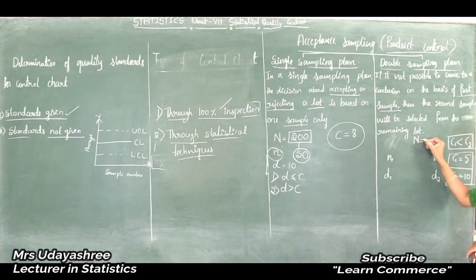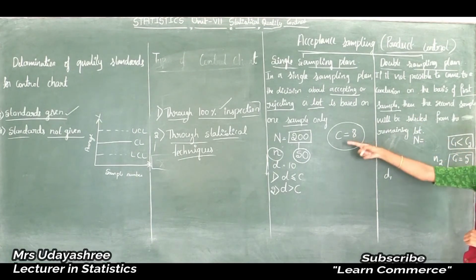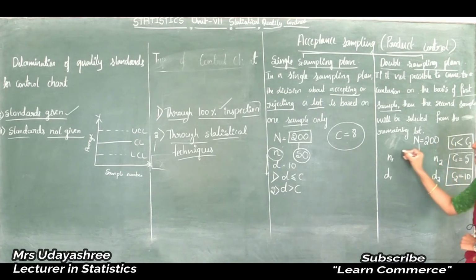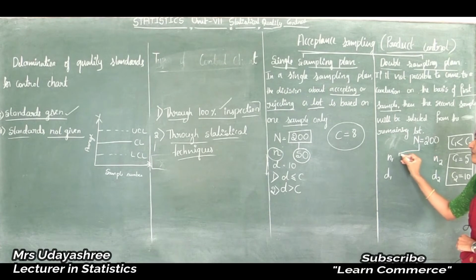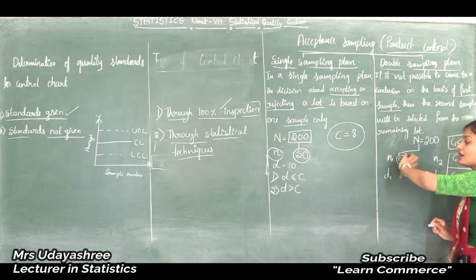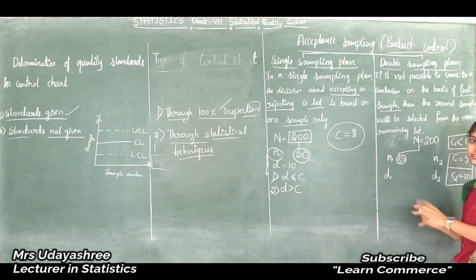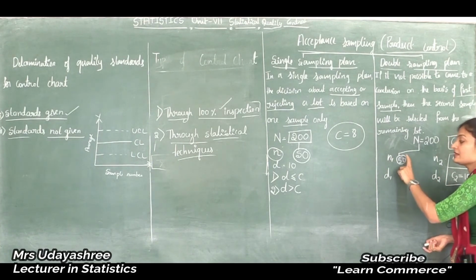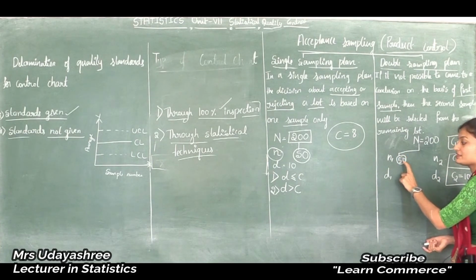Here also I will take the same lot, that is 200. From this 200, I will select some sample. The sample may be 50. You can take any number, but here I took 50. This is the sample size. Now, how do we make the decision about accepting or rejecting? First we need to examine each and every sample.